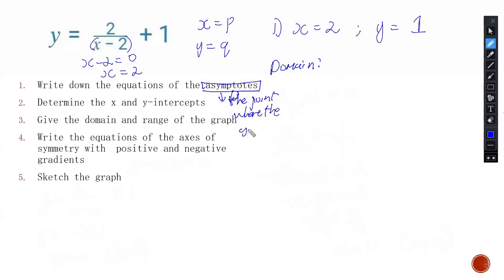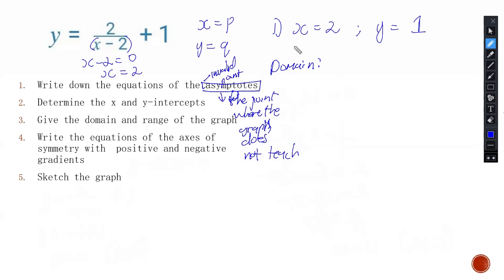So this is the point where the graph does not touch. So pardon me for that ugly handwriting there. Remember, in number 1, we stated that our asymptote is x is equal to 2, meaning that this is an invalid point, right? An asymptote is an invalid point. So this is a point whereby the graph will not touch.